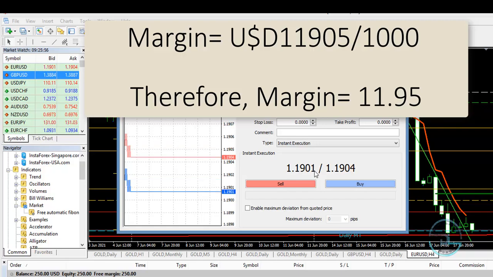So that means you have moved the decimal point here for 1 zero, move again here for 2 zeros, and then move again here for 3 zeros. So you'll be having 11.9 US dollars from your account to enter this trade.